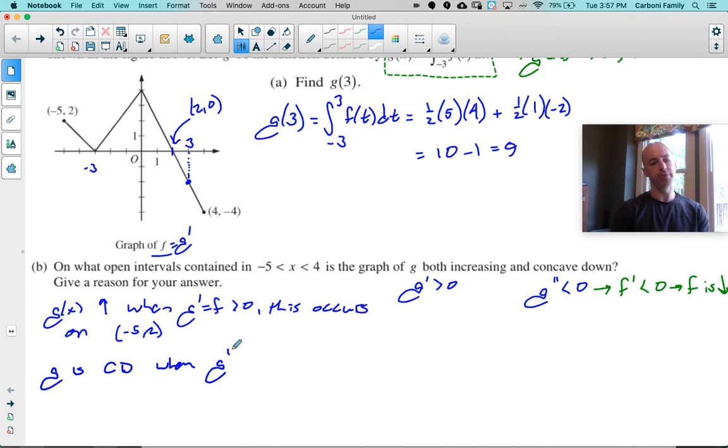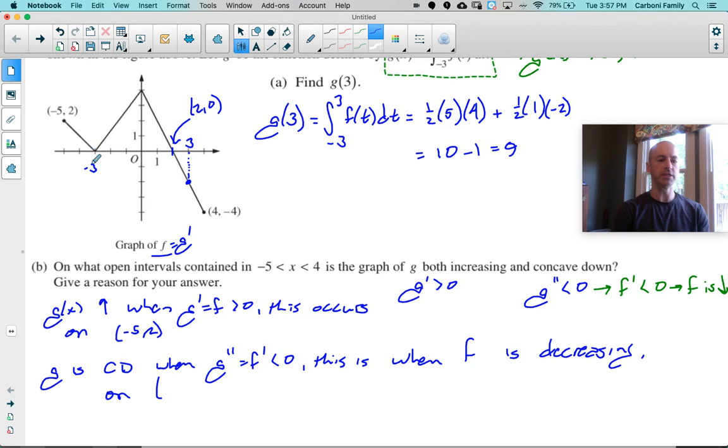When G double prime, which is F prime, is negative, this is when F is decreasing, which is on the intervals F decreases from -5 to 3, and then again from 0 all the way to 4.